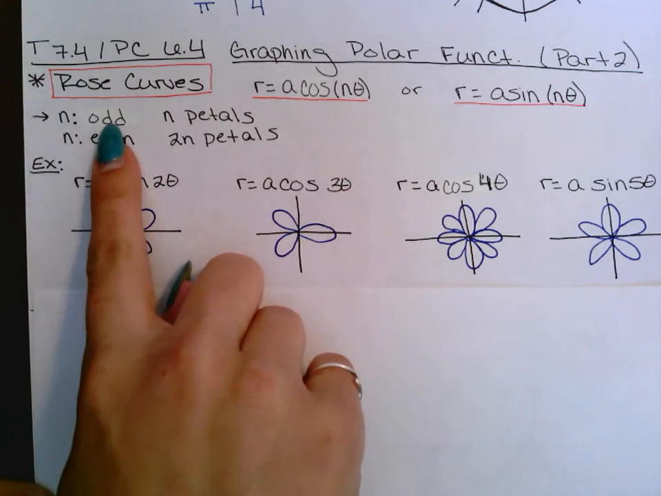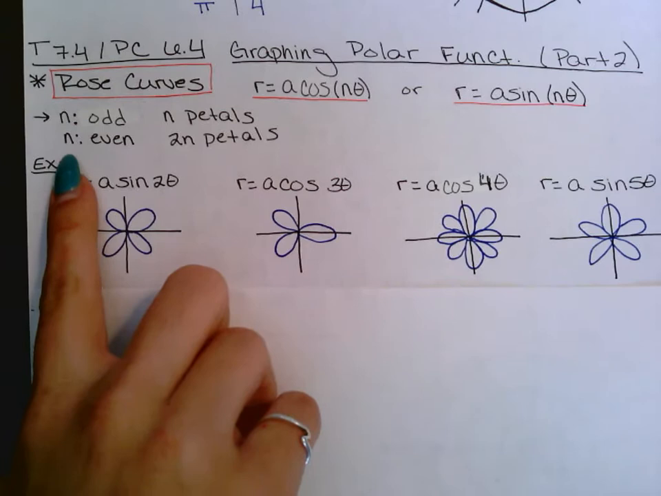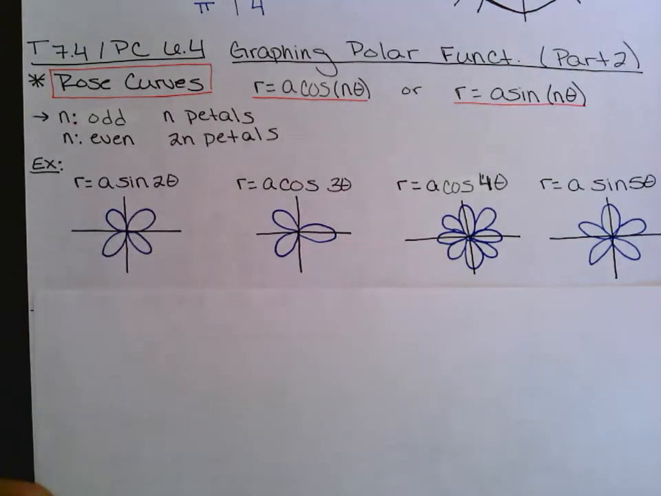If n is an odd number, that'll be the exact number of petals that you have. If it's an even number, you need to double that even number to know how many petals you're going to have. So let's look at some quick examples, and then we'll work one out.